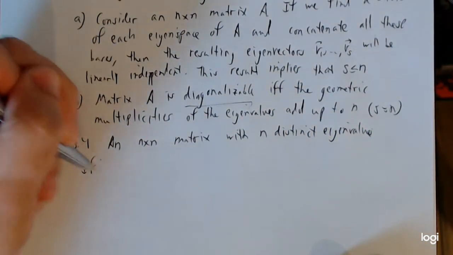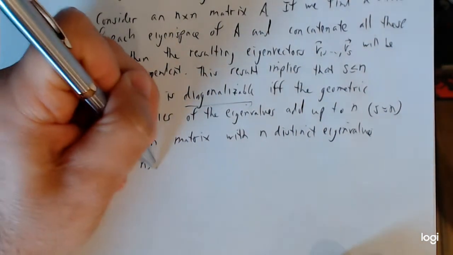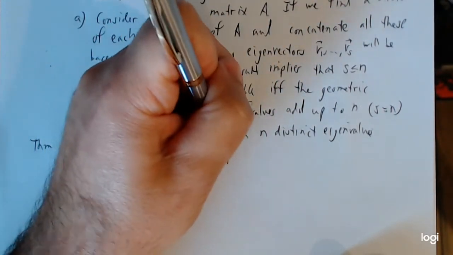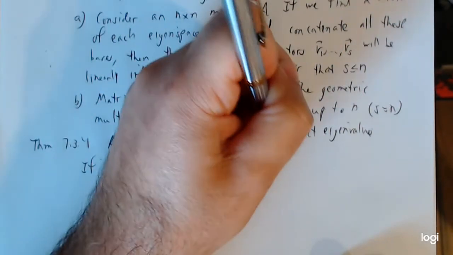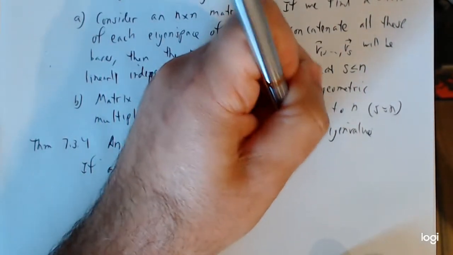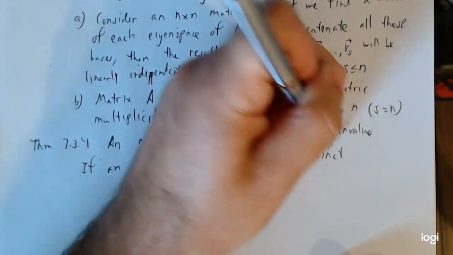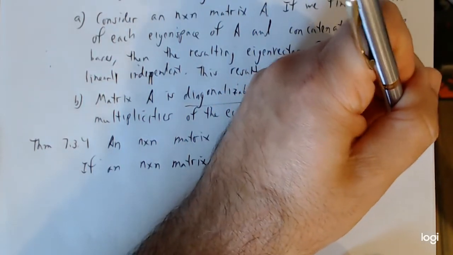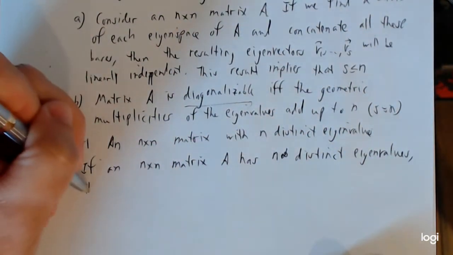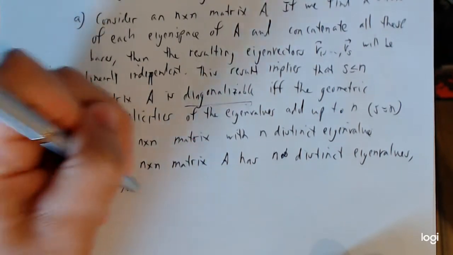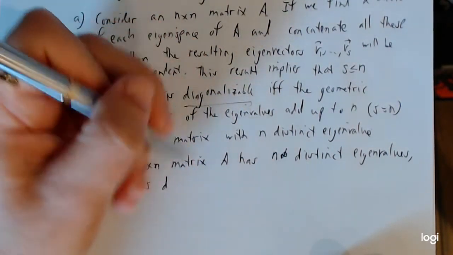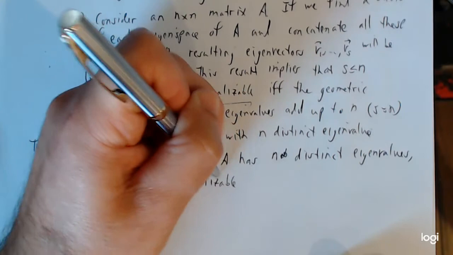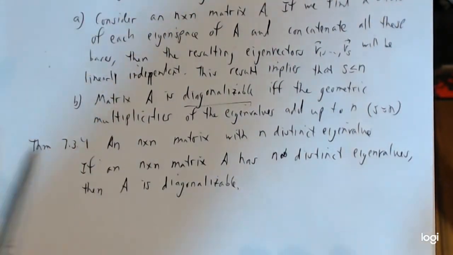So if an n by n matrix A has n distinct eigenvalues, then A is diagonalizable. Hopefully you understand why that's the case.